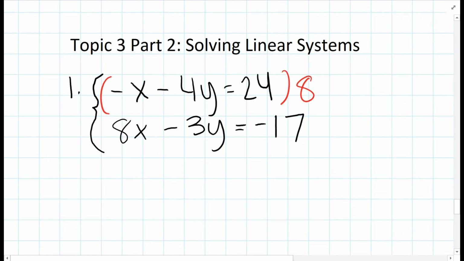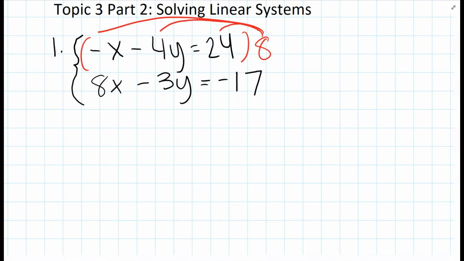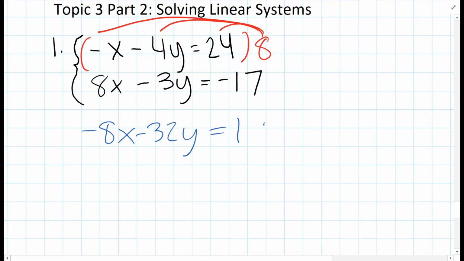So I'm going to multiply this top equation. I've got to distribute this 8 to all three of my terms, and then I'm going to rewrite the equations down below. So for my top equation, I'm going to have negative 8x minus 32y equals 192. And for my bottom equation, I'm going to have 8x minus 3y equals negative 17.